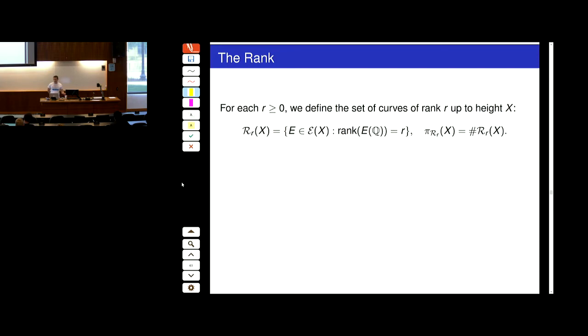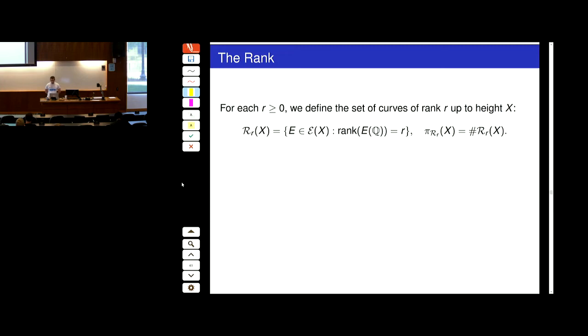As I said, Brumer showed that there's some sort of prime number theorem for elliptic curves up to height x. And I believe they're asymptotic to x to the 5/6. Okay, so what about a prime number theorem type result for elliptic curves with a given rank?